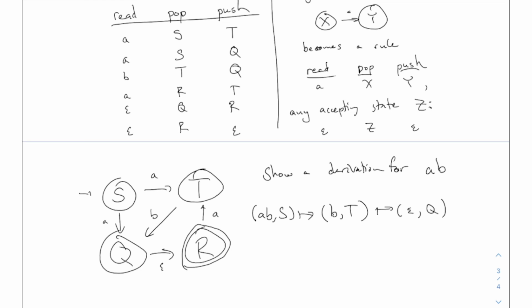And then finally on the NFA, the next step I would do would be Q to R, the epsilon transition. That would be epsilon, Q, R, which just turns it into epsilon comma R. And then I'm in the accepting state. To actually finish the stack computation, you do that final rule, epsilon R epsilon, turns it into epsilon epsilon. There you go. So to make your derivation, you just follow the same steps that you would have followed on the NFA diagram.